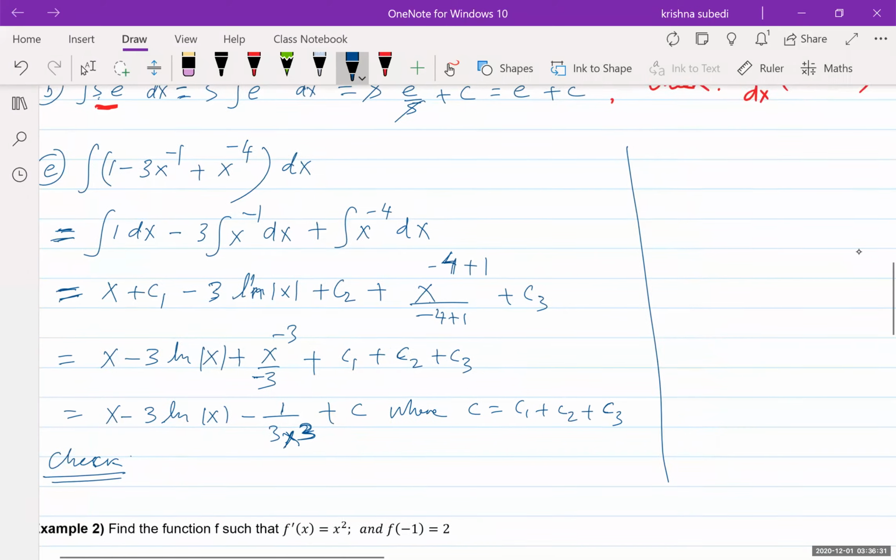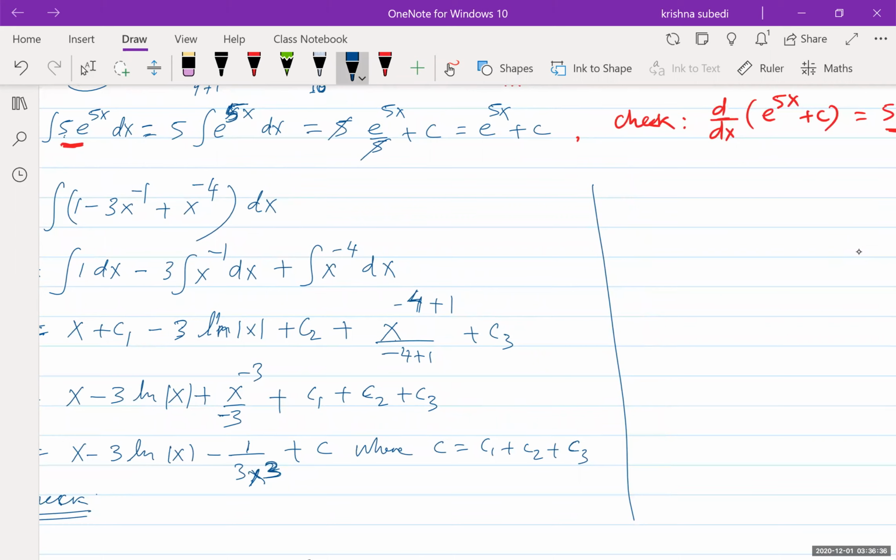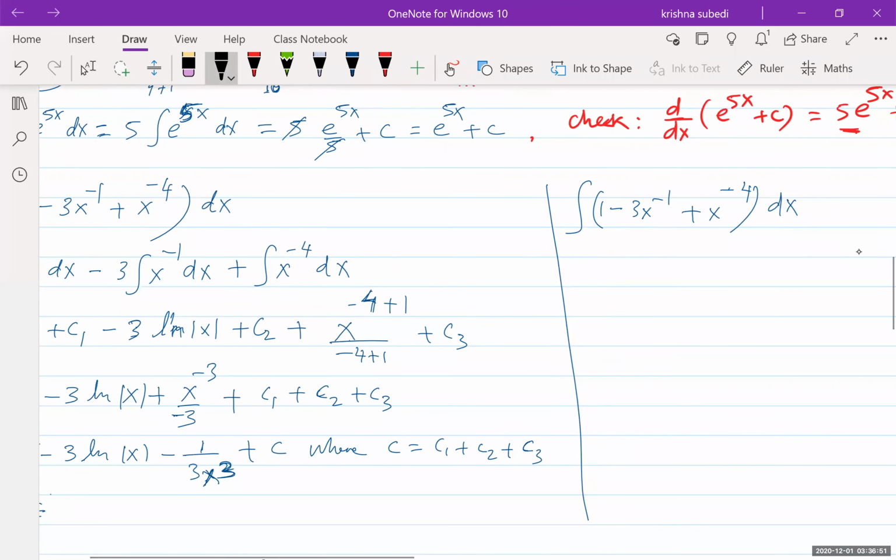Okay, instead of doing this, from now onwards, I don't have to write all of these steps. For example, I can write 1 minus 3 x power -1 plus x power -4 dx. So from now onwards, I can use directly the formula. So the antiderivative of 1 dx will be simply x. I write that, minus 3 times the antiderivative of x power -1, which is actually ln x.